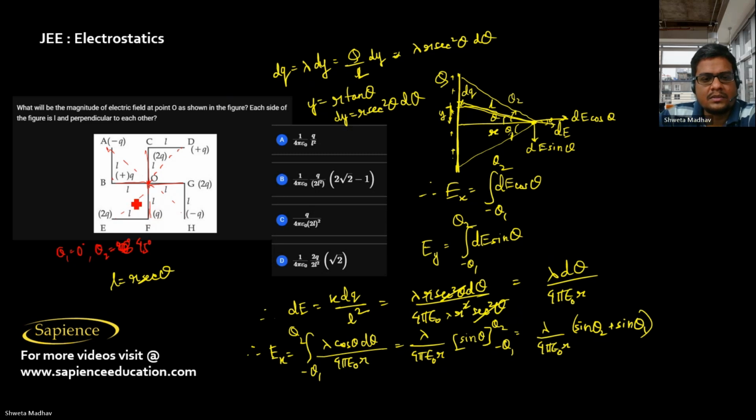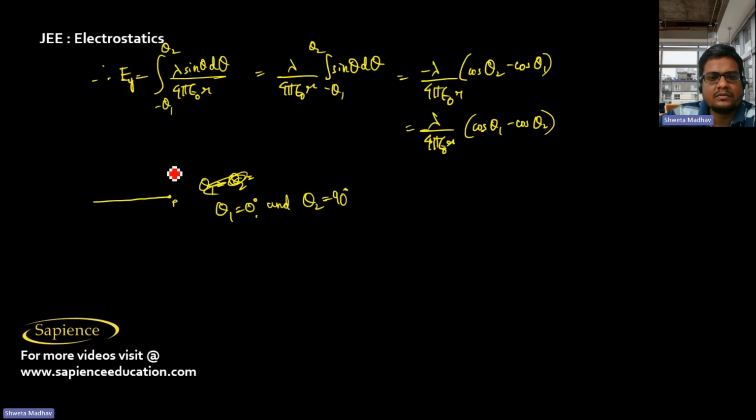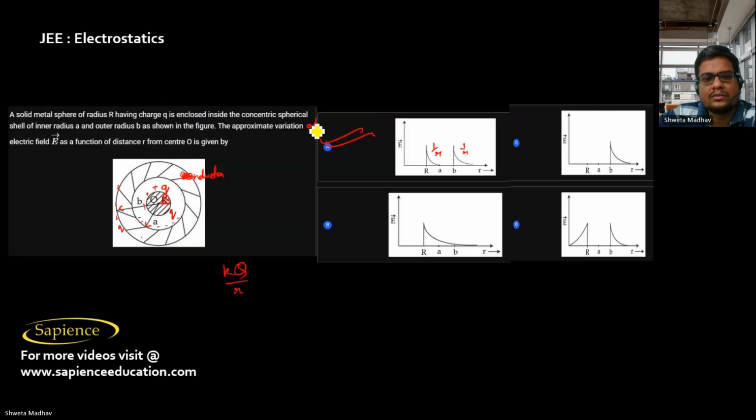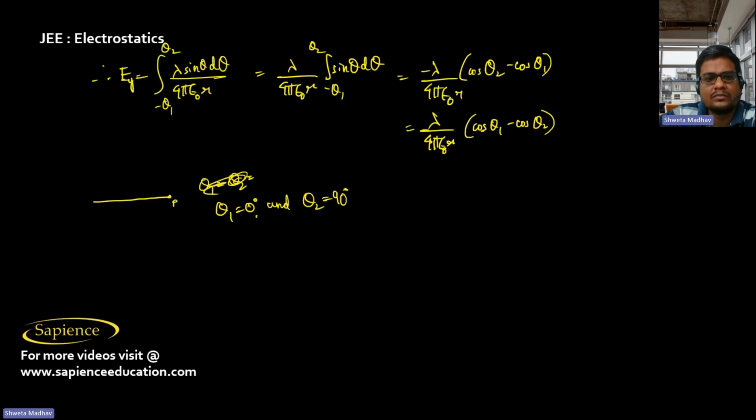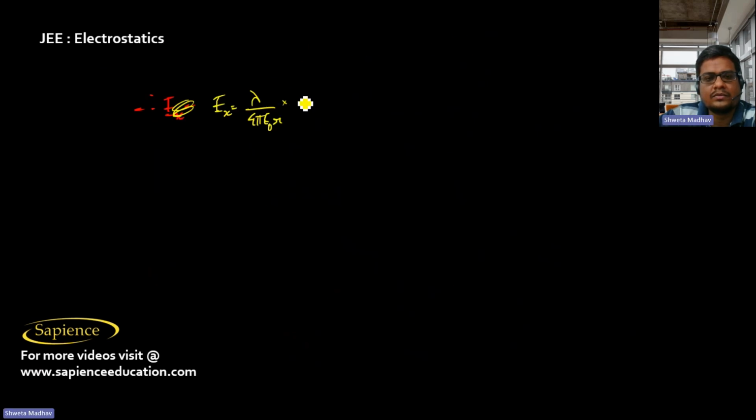So therefore the x component of the electric field will obviously be lambda by 4 pi epsilon naught r into sin 45, and sin 45 is 1 by root 2. So 1 by root 2.